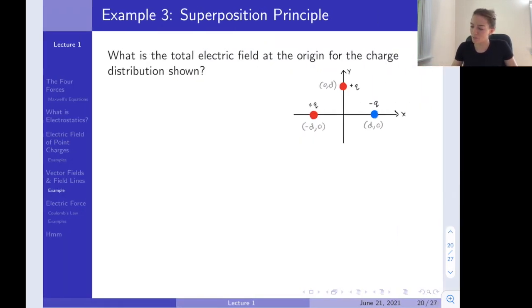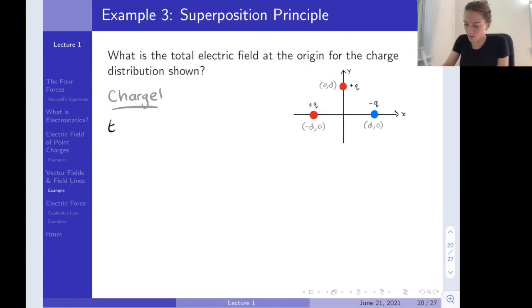Okay, so let's do an example with this. We want to find the total electric field at the origin due to this charge distribution. So we have 3 charges: a negative and 2 positives. Let's find the total electric field at the origin. Let's start over here. We'll call this charge 1. Charge 1 here is our first negative charge.